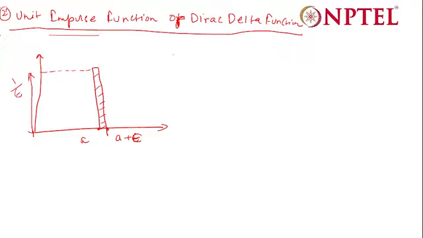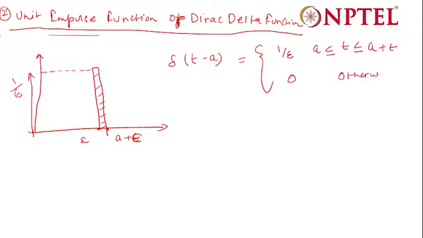So your Dirac delta function is defined as, you write it as delta of t minus a, the same way we wrote the unit step function. Delta of t minus a will be 1 by epsilon for a less than or equal to t less than a plus epsilon, and it will be 0 otherwise. So this kind of function is called the Dirac delta function. All you have to know is what a unit step function is, what a unit impulse function or Dirac delta function is, and what their Laplace transforms will be. That is in your syllabus and that you have to learn.